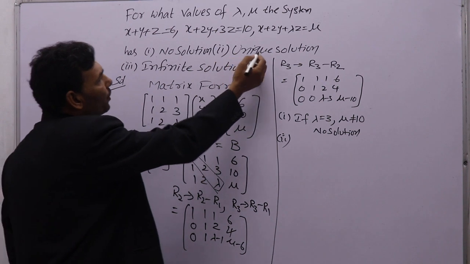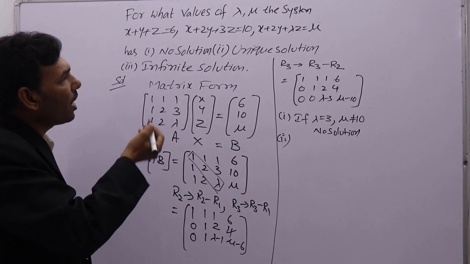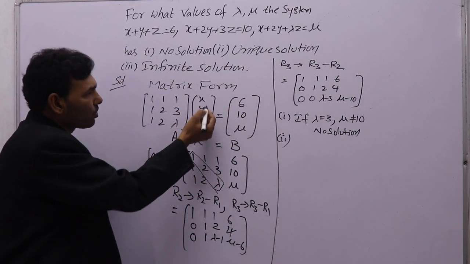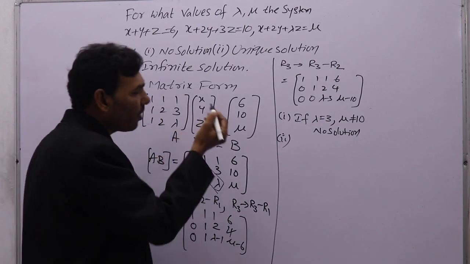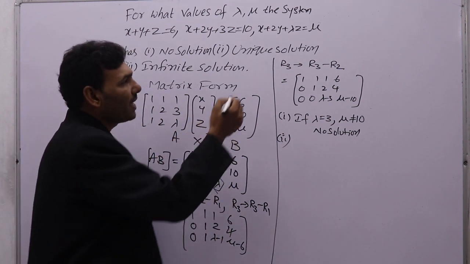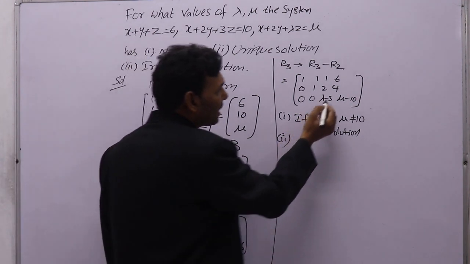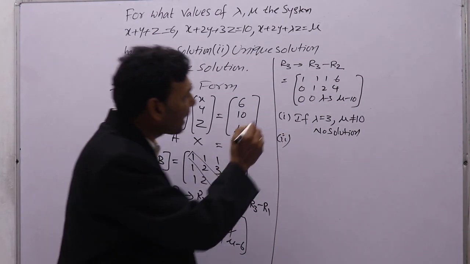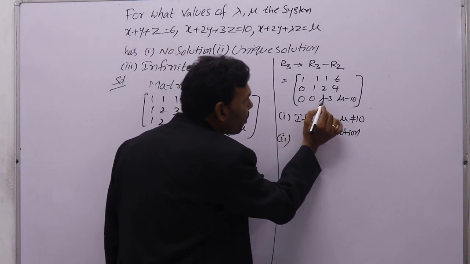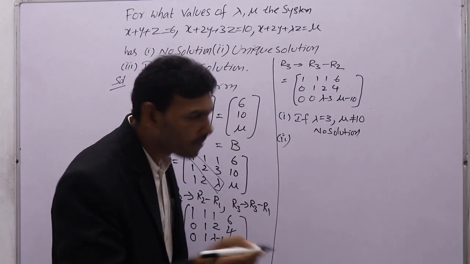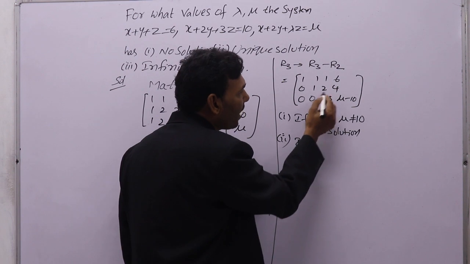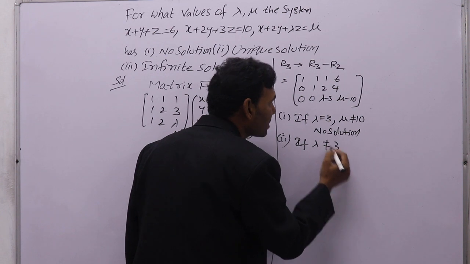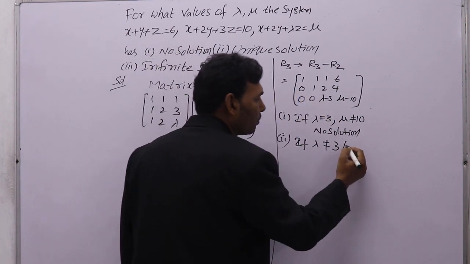We need to decide about a unique solution. When will we have a unique solution? If rank of A equals rank of AB equals the number of unknowns. The number of unknowns is 3. If you get rank of A 3 and rank of AB 3, then the system has a unique solution. For that, if this one element is not equal to 0, then automatically you get rank of A 3 and rank of AB 3. Here mu may be any value, but lambda minus 3 should not be 0. That means lambda should not be 3. Mu may be any value.